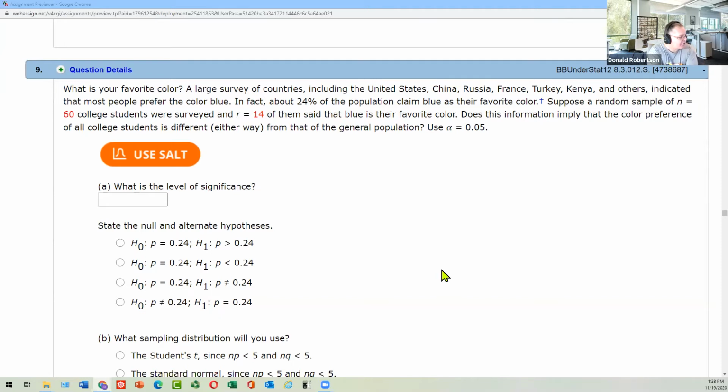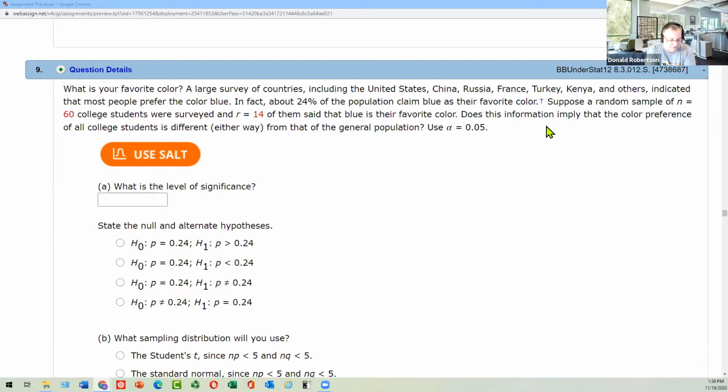Okay, this is interesting, I guess. I haven't done this one before, so I don't know how it's going to work out. It's question 9. What's your favourite colour? In a large survey of countries, including America, China, Russia, Turkey, Kenya, lots of places, most people indicated that they prefer the colour blue. In fact, about 24% favour the colour blue. So if you went and said, what's your favourite colour? There's a 1 in 4 chance that you'll say it's blue.